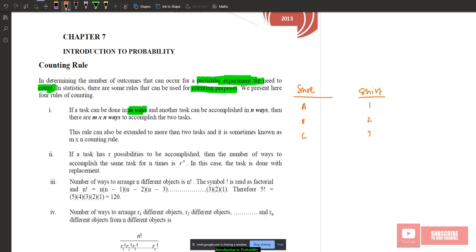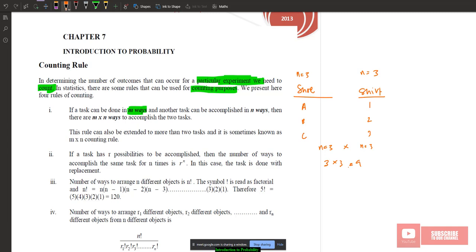If you want to know how many possible outcomes, let's say for shoes you have 3 alternatives, A, B, and C, and for shirts you have 3 alternatives as well, n equal to 3. So how many possible outcomes? m equal to 3 multiplied by n equal to 3. So 3 multiplied by 3 equal to 9. So you have 9 alternatives to choose different shoes and different shirts, right?